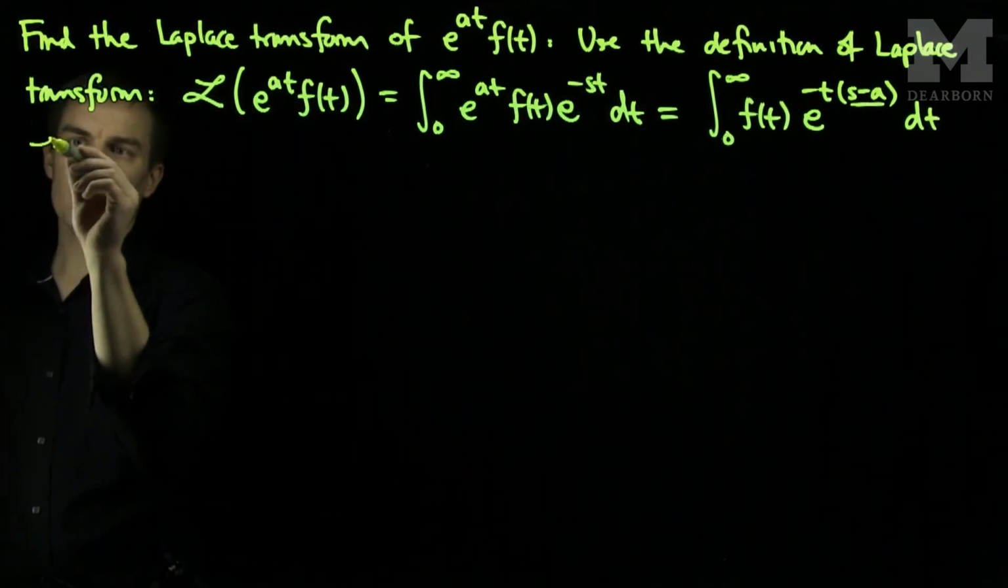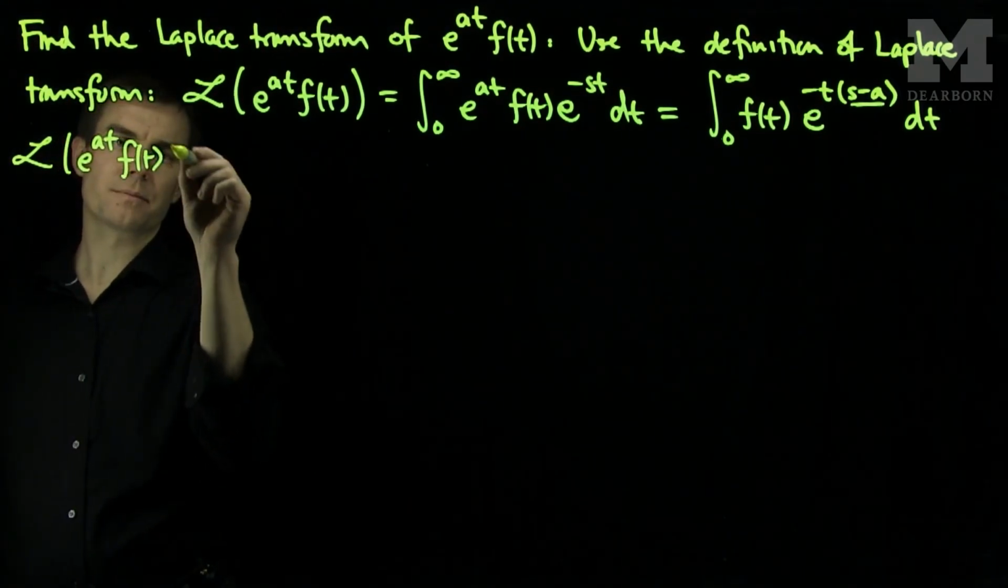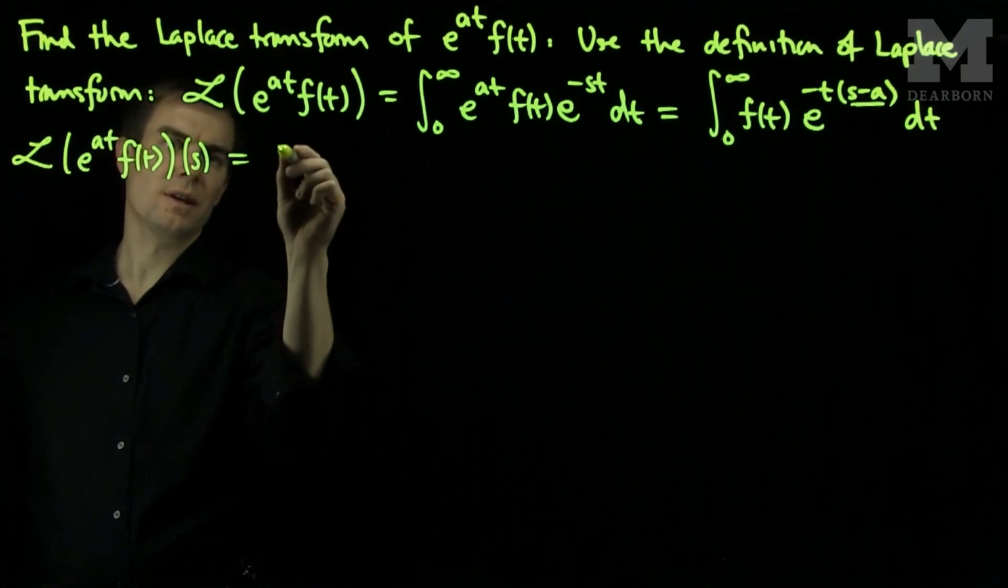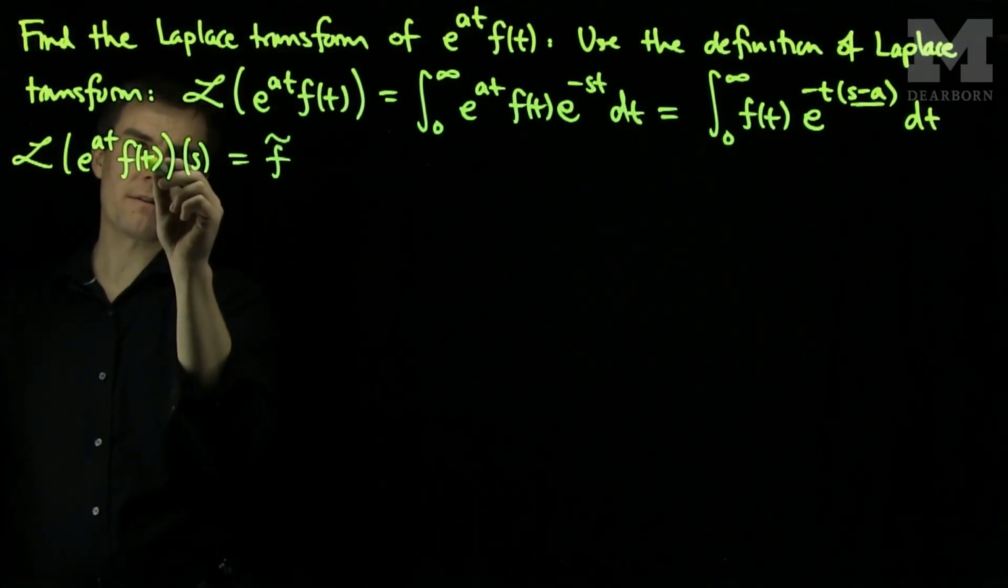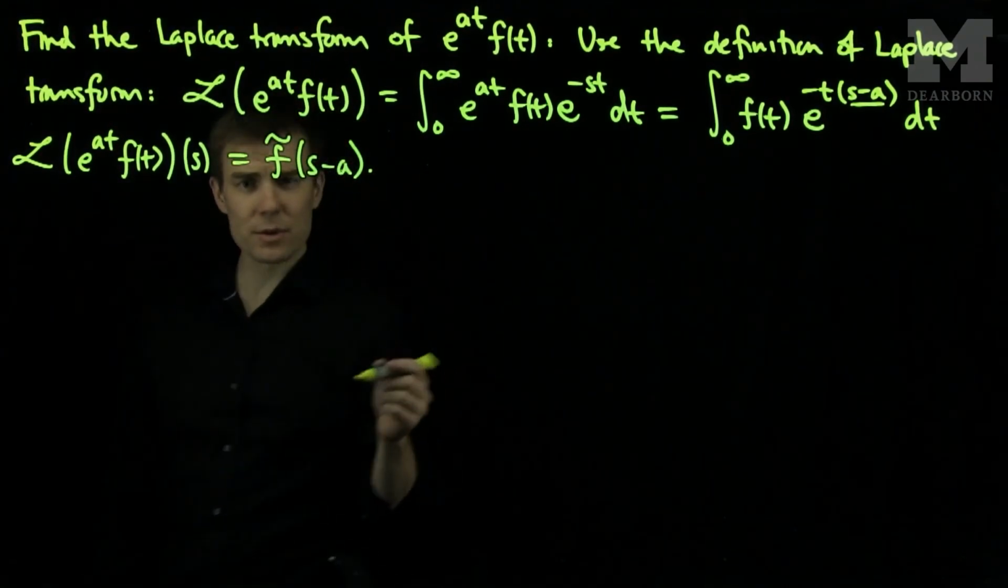So from this we can conclude the Laplace transform of e to the at f of t as a function of s is the Laplace transform of the function f evaluated at s minus a.